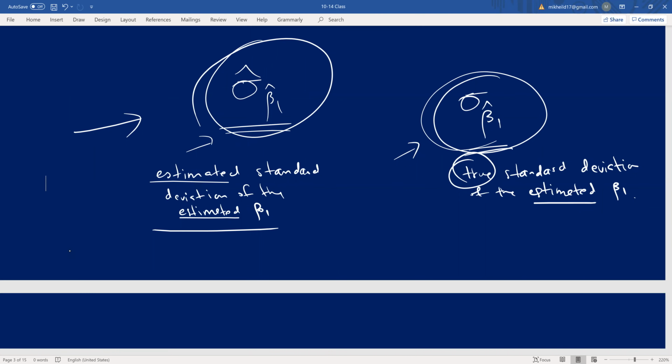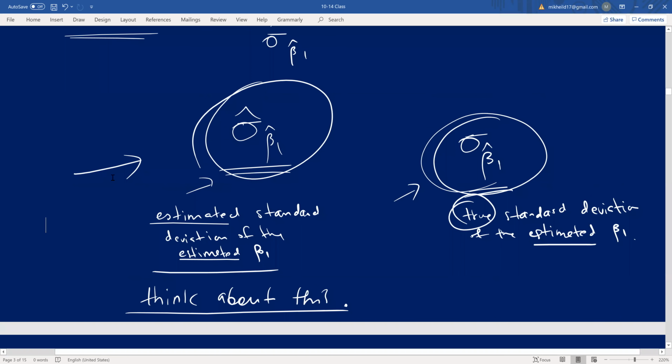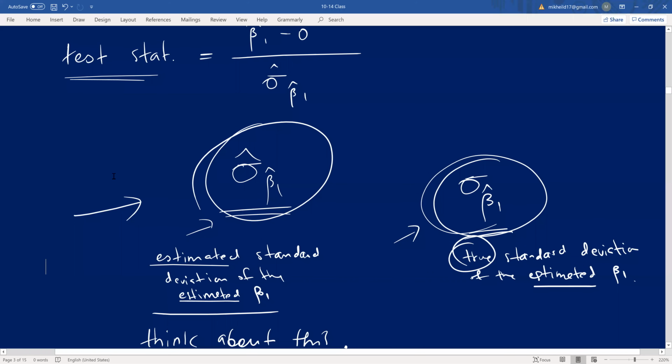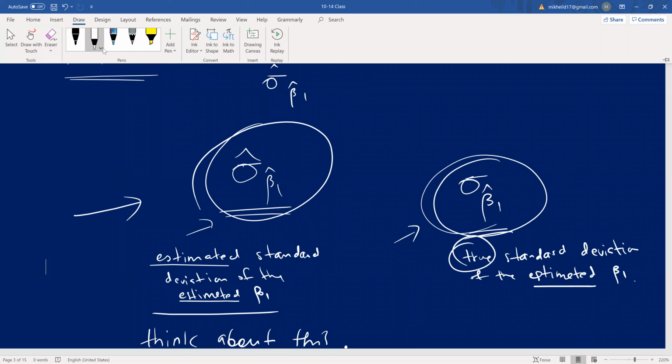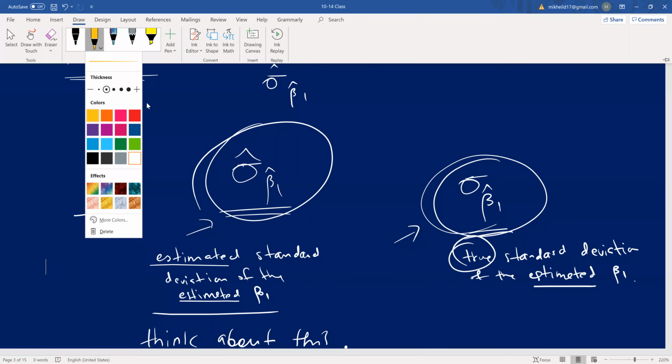Your task is to think about it. Professor, since we're using the sample standard deviation, can we also denote the sample standard deviation as S? Yes, that's absolutely true. So another, let me, then those are the notations, right?